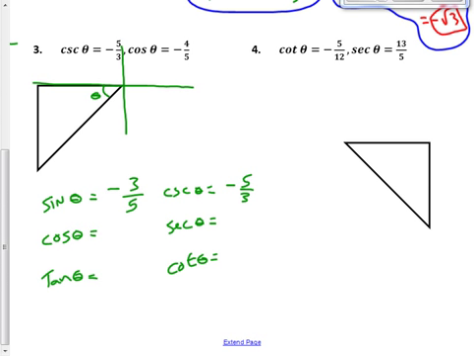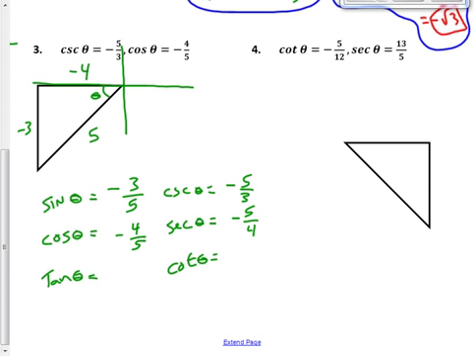I've got a negative 3 over 5, so the opposite is negative 3. The hypotenuse is 5. And that matches what my triangle looks like. They gave me the cosine was negative 4 over 5, so that's adjacent over hypotenuse, so this is going to be negative 4. Again, I'm going left on the x-axis, so it should be negative. When I flip that over, I've got negative 5 over 4.